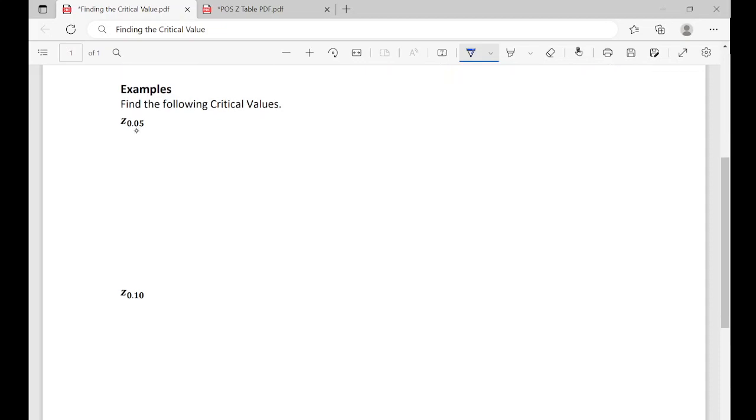We're going to find the following critical values. The first one is z sub 0.05. Well, here we have our alpha value, which is 0.05. Now we have to do 1 minus to get the area on the left, since this is the area on the right. So we're going to do 1 minus 0.05, and we will get 0.95. Now that we have the area on the left, we are going to take our 0.95 into our z-score table and see what z-score is closest to that.